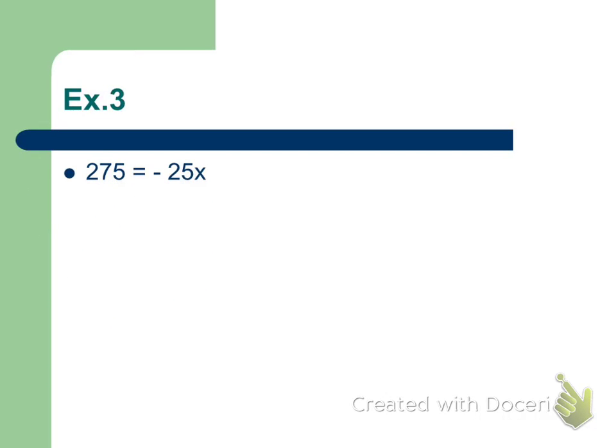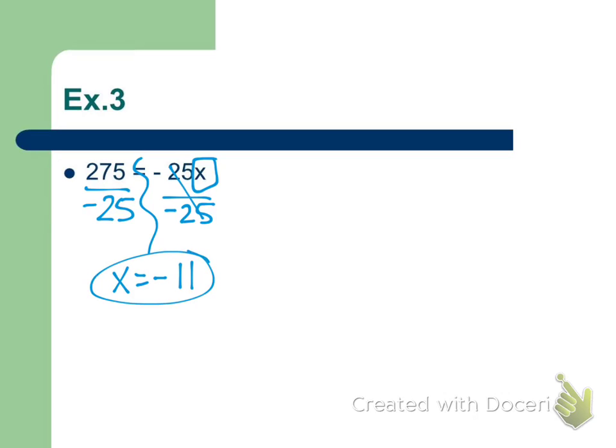Alright, so we backtracked to number 3. Kelby, what did your group get for number 3? What did you guys do? Negative 11. How did you come up with that? Divide both sides by negative 25. Wonderful. And you said that was negative 11. I like it. If you put negative 11 equals x, that's the same thing, as long as the negative sign is with the 11. All right, let's go on.